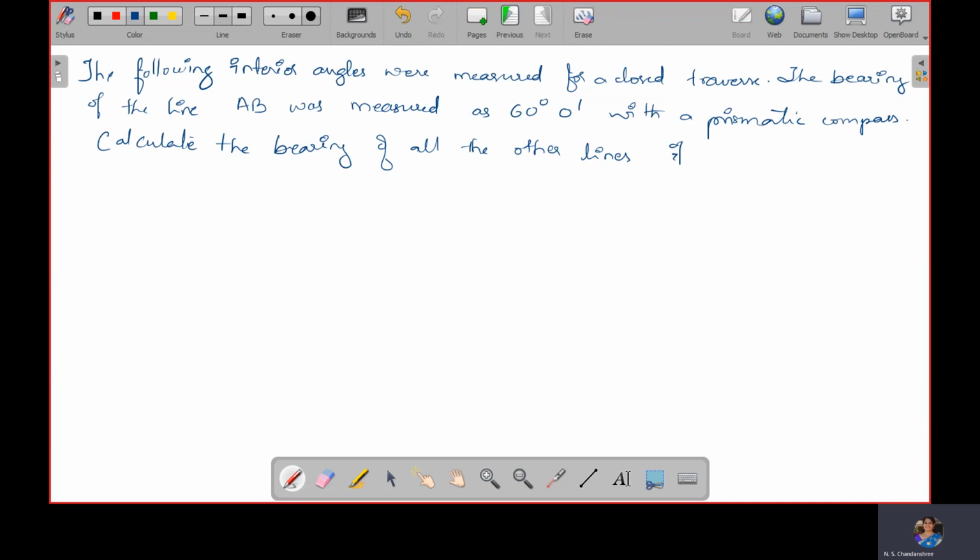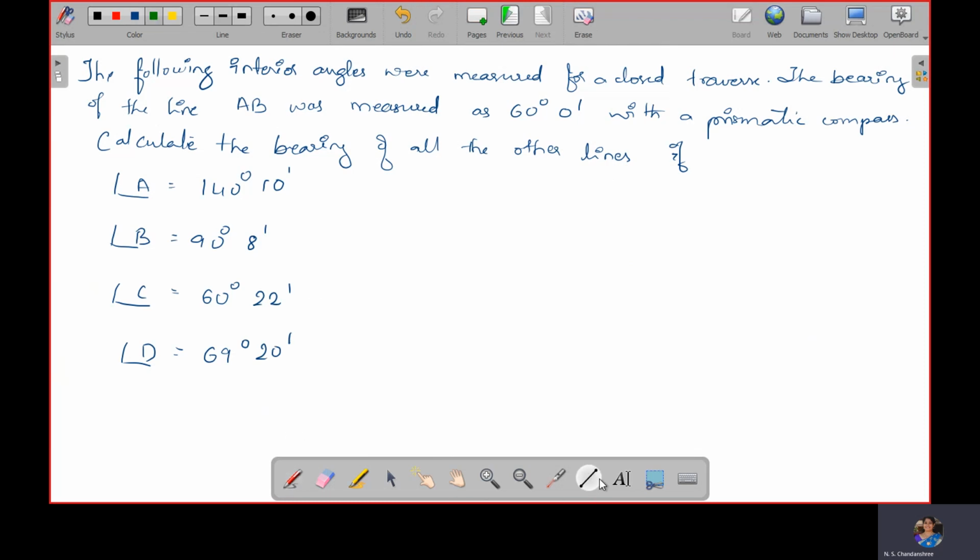if angle A is 140 degrees 10 minutes, angle B is 90 degrees 8 minutes, angle C is 60 degrees 22 minutes, and angle D is 69 degrees 20 minutes. Now with the data that is known to us, we will try to draw the figure.